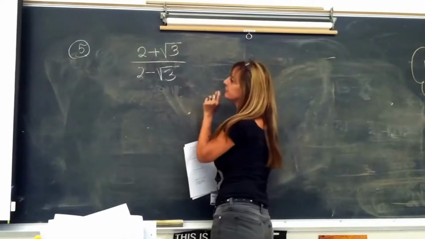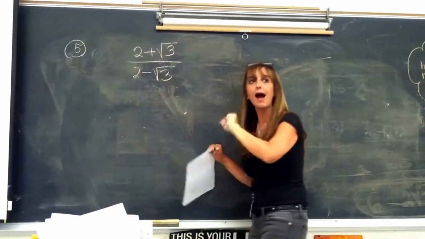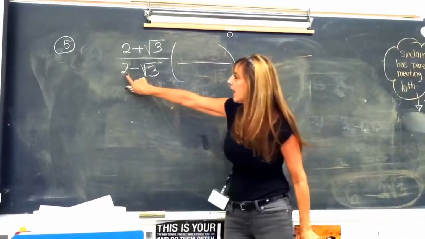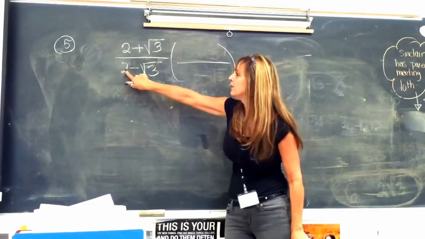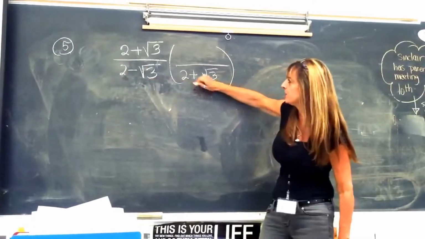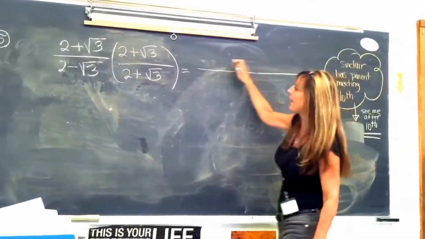What's not opposite? The 2's, right. The 2's aren't opposites. So then it's not a completely opposite binomial. So I'm going to have to multiply by the conjugate. The conjugate of the denominator, 2 plus rad 3. And if I multiply the bottom by 2 plus rad 3, I have to also do it to the top. All right, the top has to be FOILed.